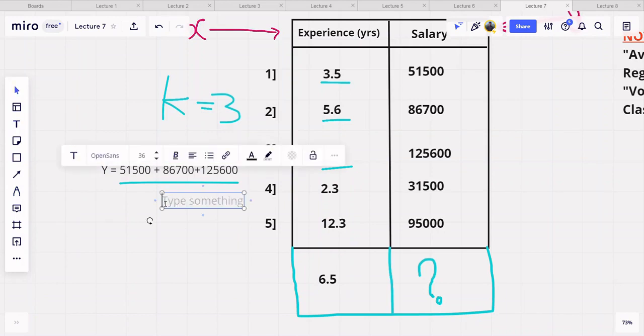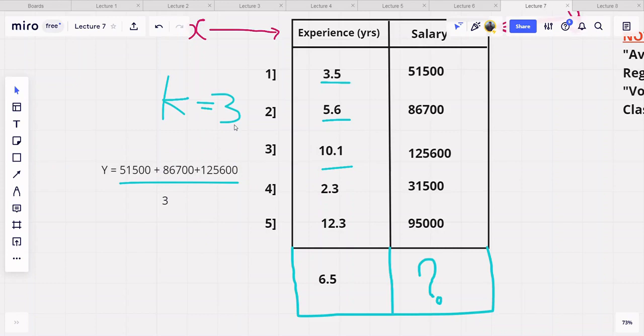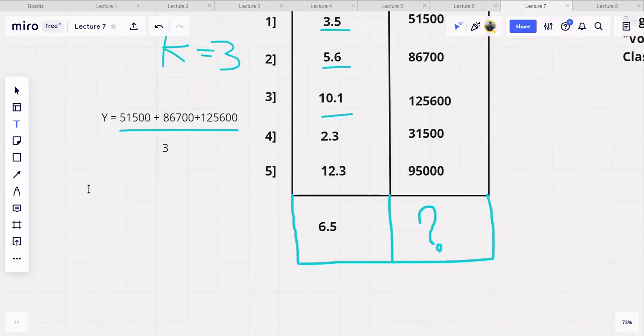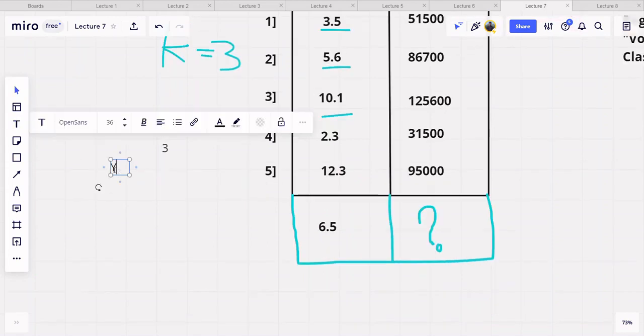Okay, so let me just open up my calculator, and I will take an average of these three values. After calculating the average, our prediction would be 87,900. Now this would be our prediction here.